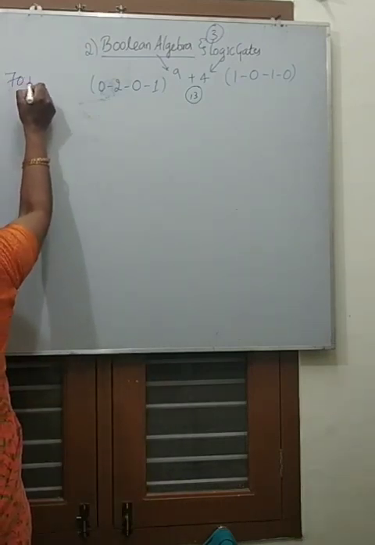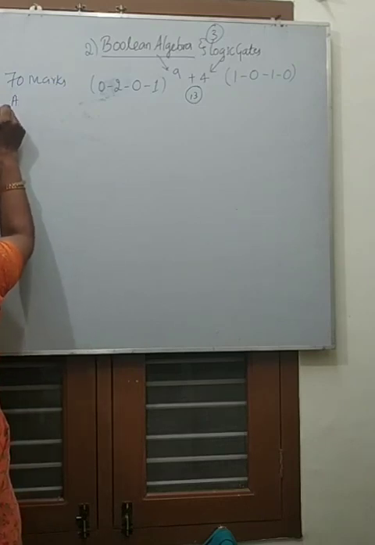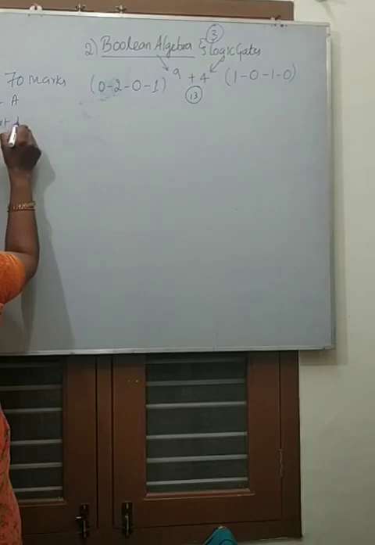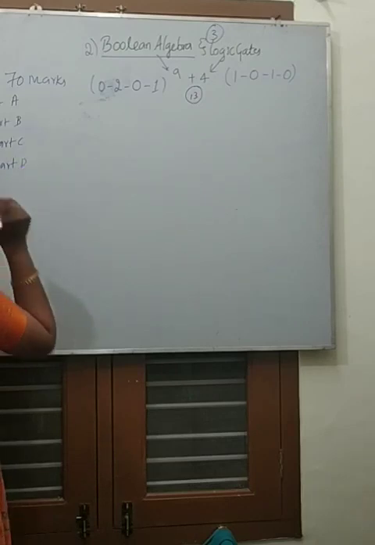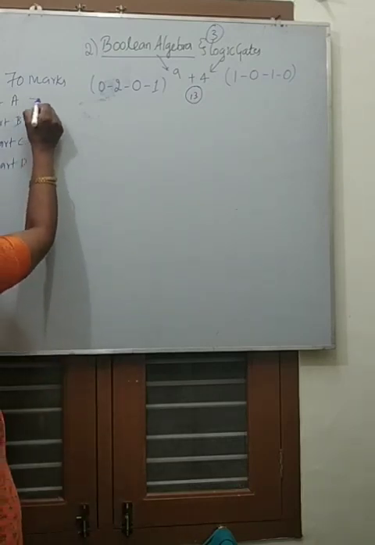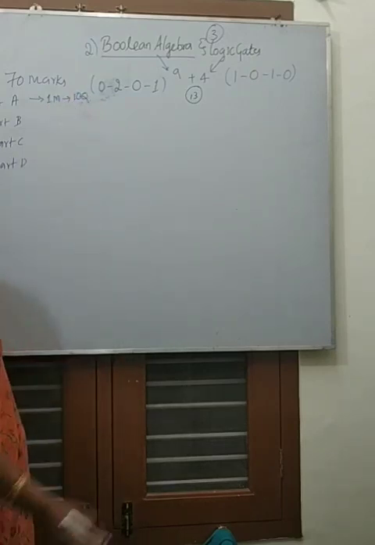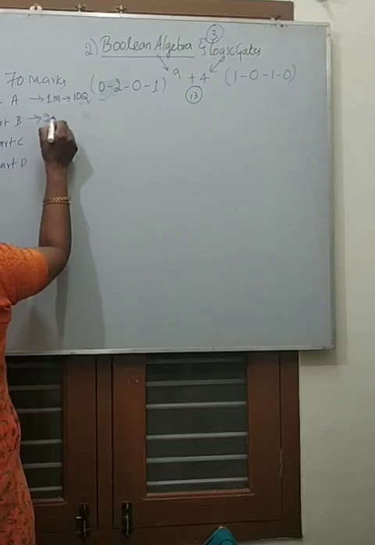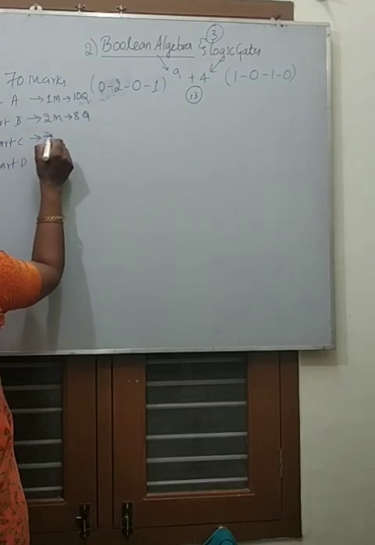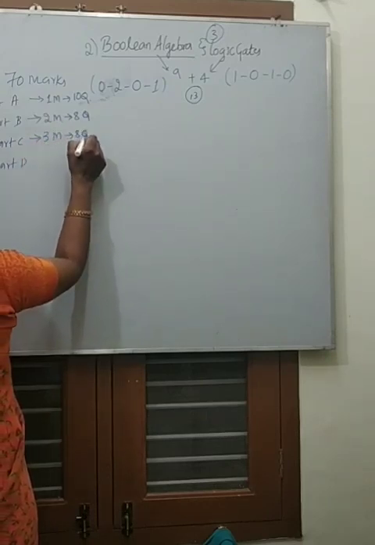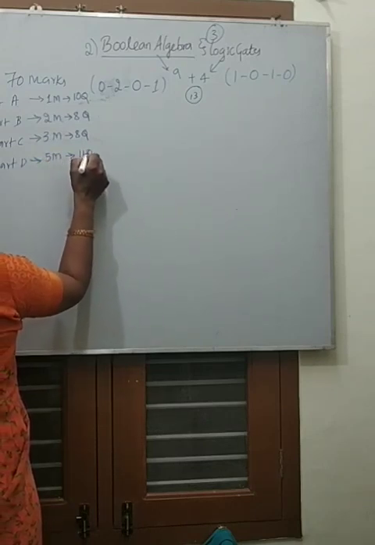The 70 marks theory paper contains part A, part B, part C, part D. Part A contains 1 mark, 10 questions. Part B, 2 marks, 8 questions. Part C, 3 marks, 8 questions. Part D, 5 marks, 11 questions.